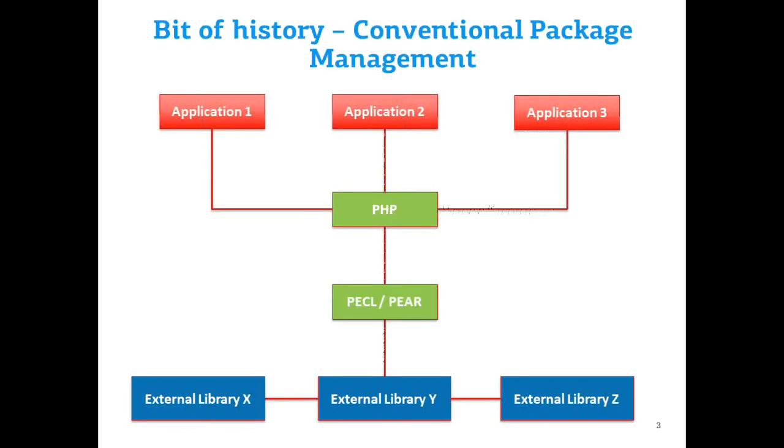So let's talk about the history of conventional package management. As you can see in this slide, there is an image showing three applications: application 1, 2, and 3. All of them interact with PHP, and for packages or external libraries, because you may need to install a specific editor or some kind of external or third-party extension to your project, you would be interacting using Pickle or PEAR. Let me tell you what PEAR and Pickle are. PEAR is a PHP extension and application repository, and a framework and distribution system for reusable PHP components. People create their extensions and reusable components and submit them to PEAR, and if anyone requires the same extension or libraries, they can get it from PEAR. And Pickle is something of that sort, right?